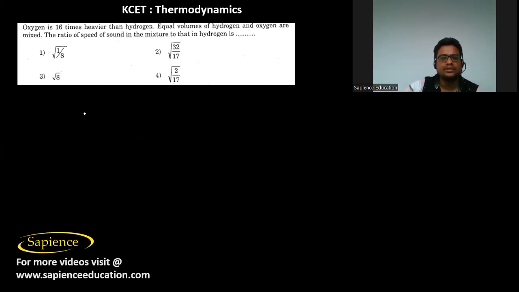Then here it is told oxygen is 16 times heavier than hydrogen. Equal volumes of hydrogen and oxygen are mixed, then the ratio of speed of sound in the mixture to that of hydrogen is. So here oxygen, we know that it is 16 times heavier than hydrogen only, since the atomic mass of hydrogen is 1 u and the atomic mass of oxygen is 16 u. Now equal volumes of hydrogen and oxygen are being mixed.